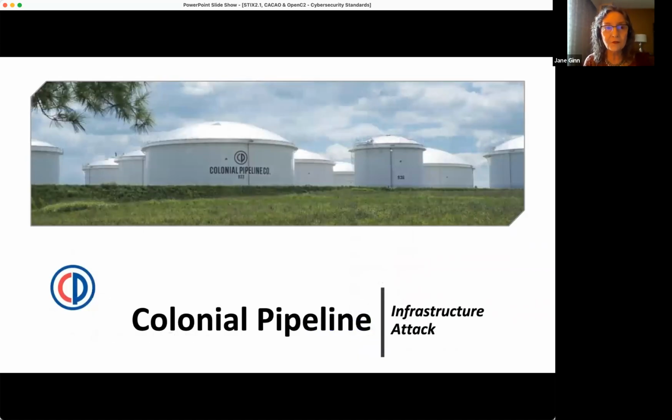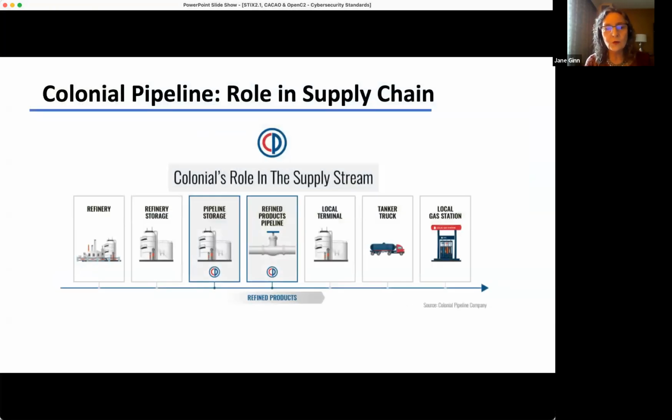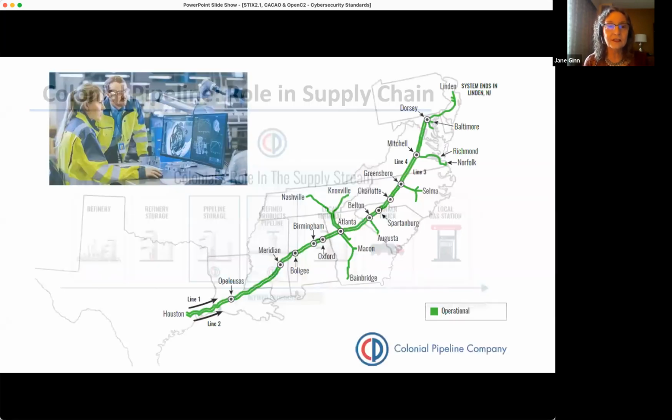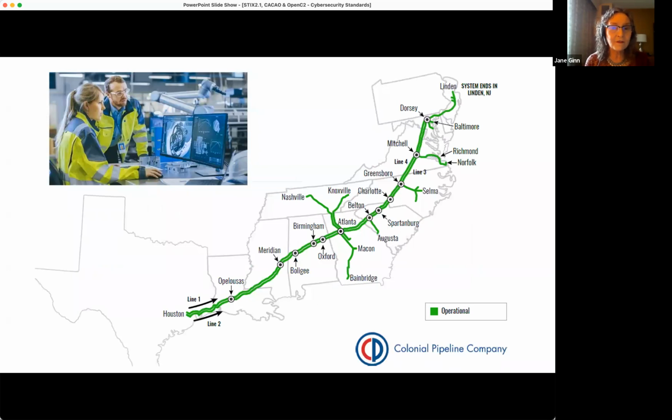Next slide, please. So when we talk about infrastructure attacks, typically in the software industry, we're primarily talking about infrastructure as it relates to the software itself and to all of the components that companies use to really implement their programs. In this case, we're looking at an infrastructure, a critical infrastructure attack. Next slide, please. And this slide shows you with the two boxes in the center of the supply chain here, the two highlighted in blue shows you the Colonial Pipeline's role in the supply chain. So it was pipeline storage and the refined products pipeline. Now this was very interesting. Next slide, please, because you see we have about 5,500 miles of pipeline extending from Houston to Linden, New Jersey.